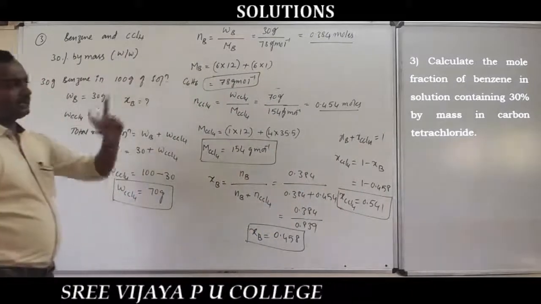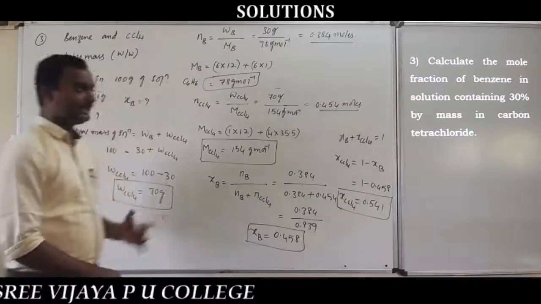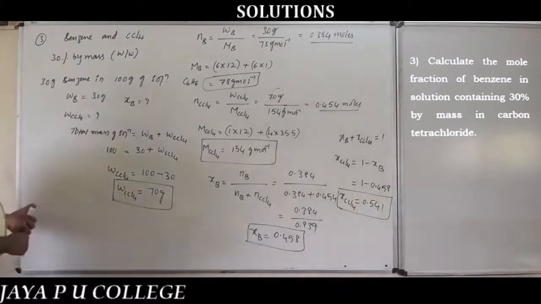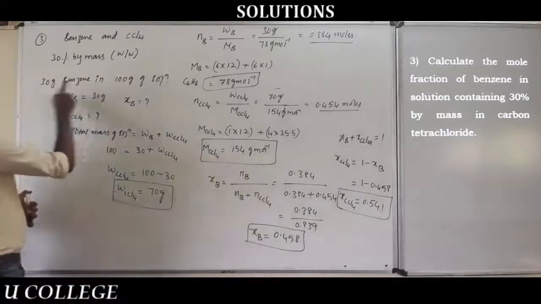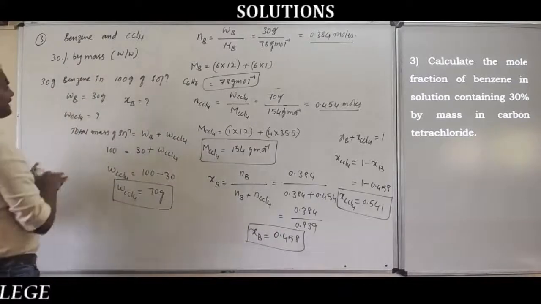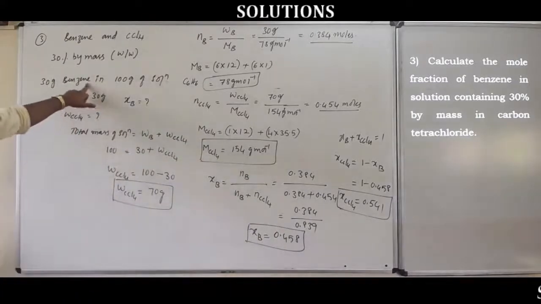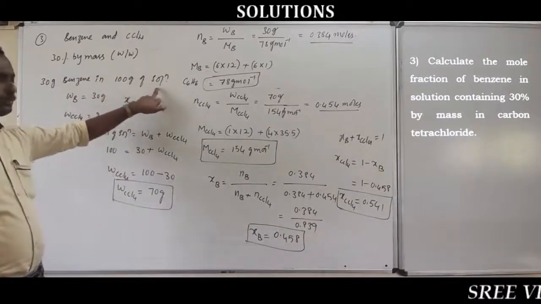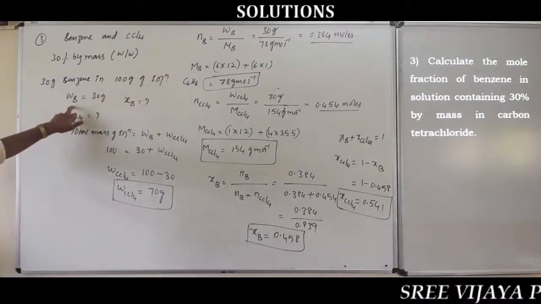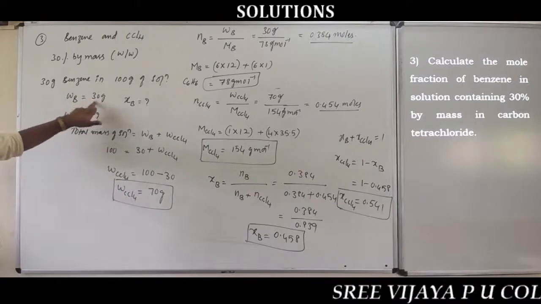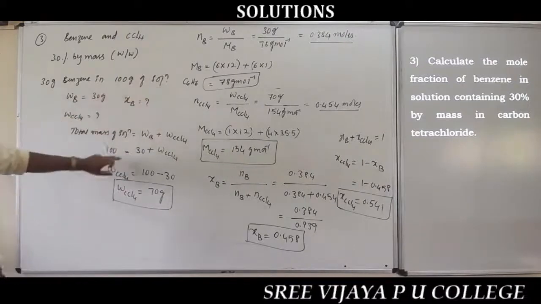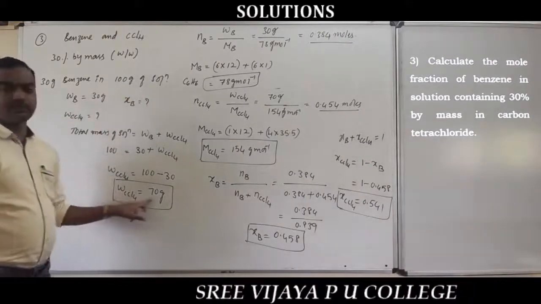So what you have to calculate is the mole fraction of benzene. So ಅಲ್ಲಿ solution ಎಷ್ಟಿದೆ, contain 30% by mass ಅಂತ ಹೇಳಿದ್ದೇನೆ. 30% by mass meaning is 30 gram of benzene in 100 gram of solution. So the WB, that is mass of benzene ಎಷ್ಟಾಯಿತು, 30 gram. Total mass of solution 100 ಇದೆ, ಹಂಗಾದ್ರೆ mass of carbon tetrachloride 70 gram ಆಗುತ್ತೆ.